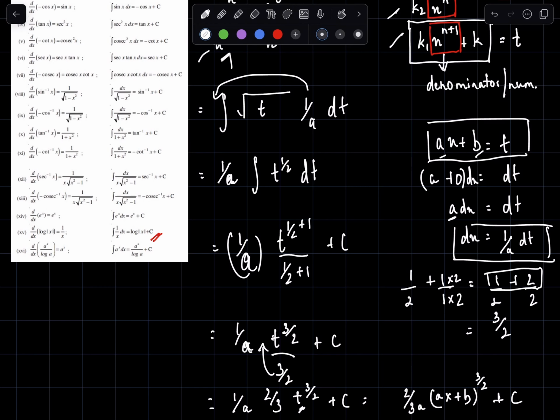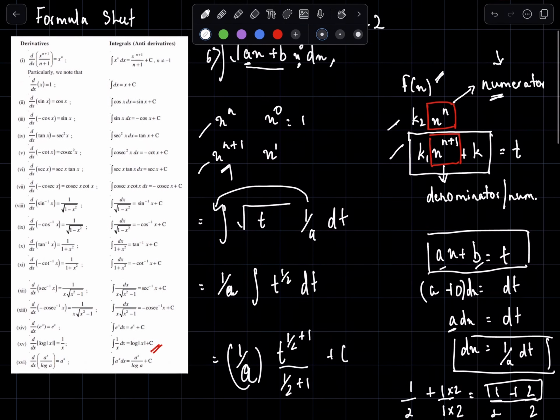So let's see if our solution is correct. I'm just confirming with my notes. Yes, it should be correct. It is correct. Okay, so that was a substitution for exponents.